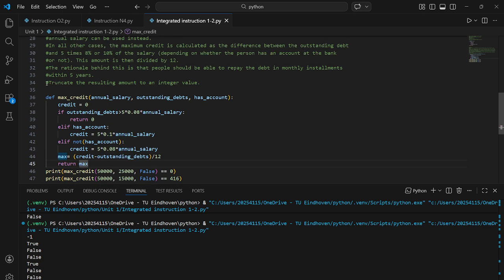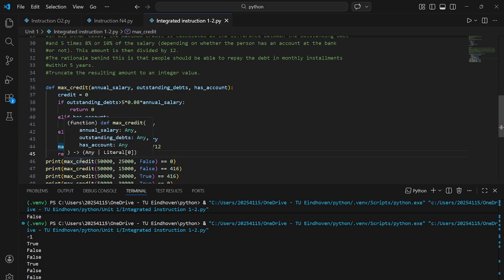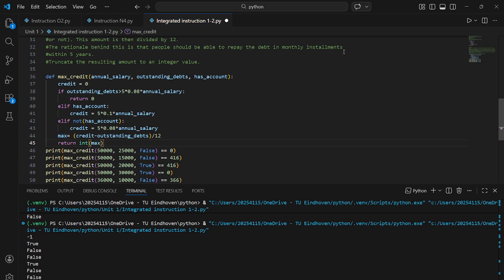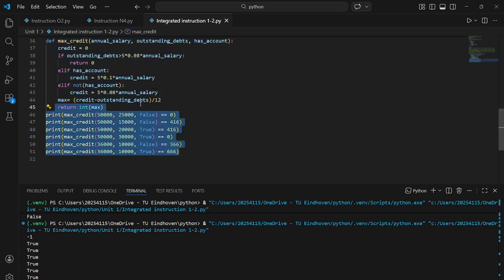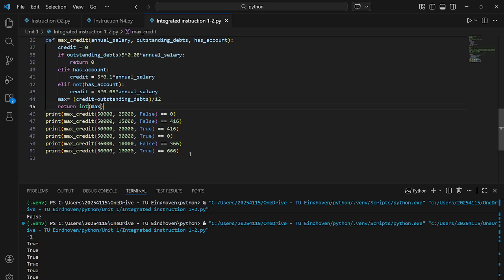I realized something. We also have this last sentence in the question where we have to truncate the resulting amount to the integer amount. Well, this gives all the decimal points, so it's actually a floating number. So we can just say integer maximum to convert this to an integer, which is going to truncate it. And there we go. Just by doing this, all of the cases here become true. So yeah, a minor detail like that is crucial, as you can see.